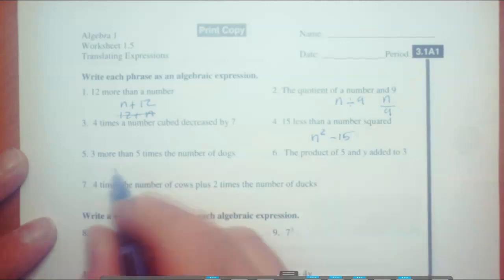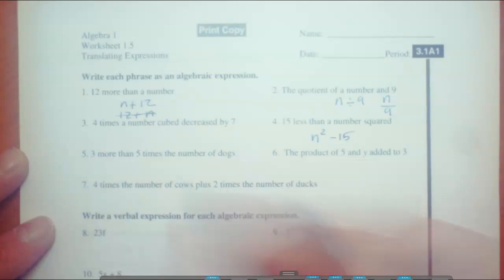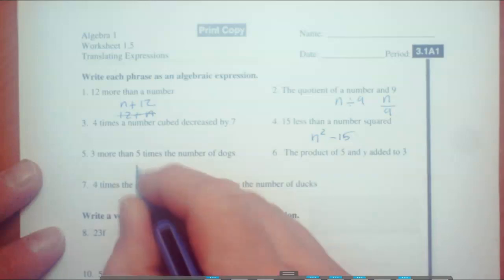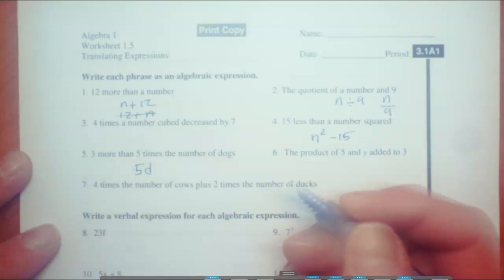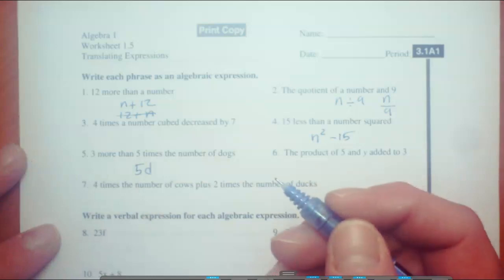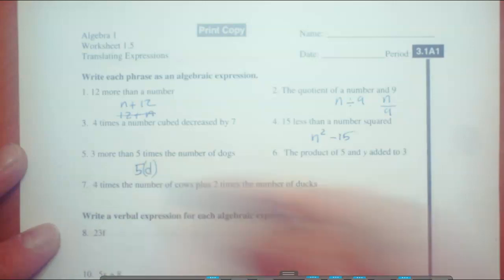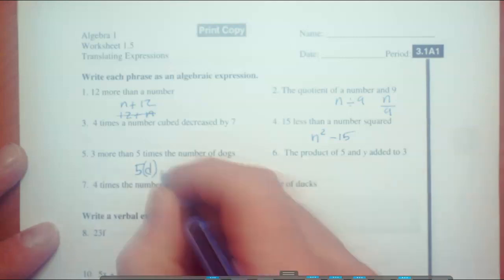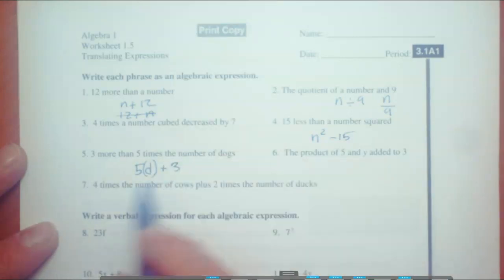Take a look at 5. 3 more than 5 times the number of dogs. So let's say that we have 5 times the number of dogs. We'd write that as 5d, or 5 times d, but 5d is the way you'll see it. I want to put this in there to remind you that it's multiplication, that's fine. And it's 3 more than that. So here's the 5 times the number of dogs, and here's 3 more than that.